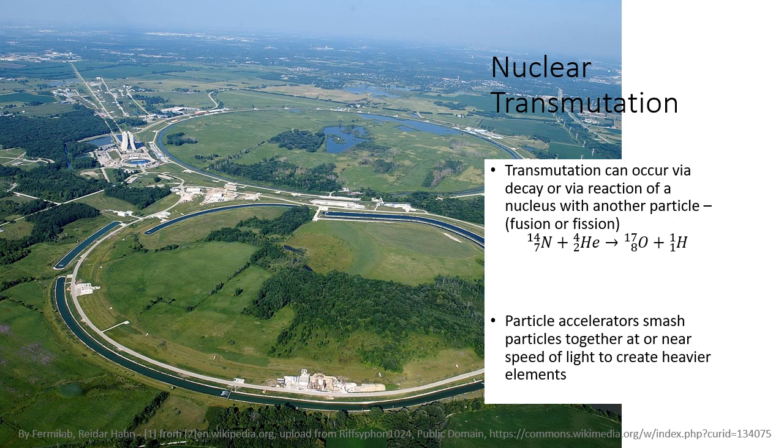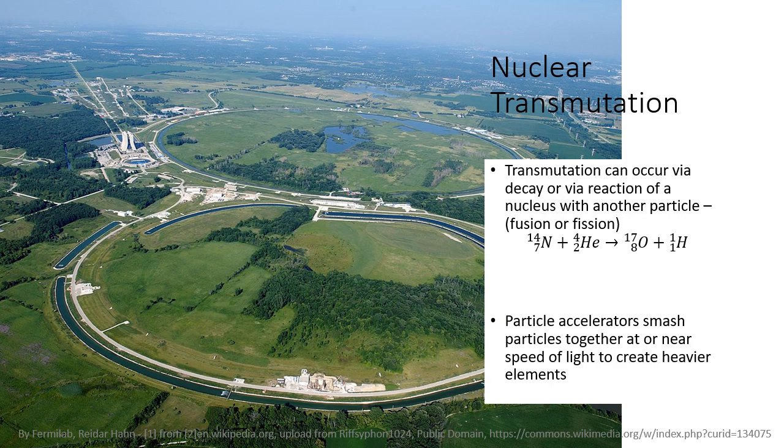Okay. So this brings us to the topic of nuclear transmutation. A transmutation reaction can occur via decay or via reaction of a nucleus with another particle. So we can do either fusion or fission. Basically any time the nucleus changes, it's a nuclear transmutation. An example of that from work done by Rutherford: he took the stable form of nitrogen, nitrogen-14, and bombarded it with an alpha particle to make oxygen-17 and a hydrogen atom.